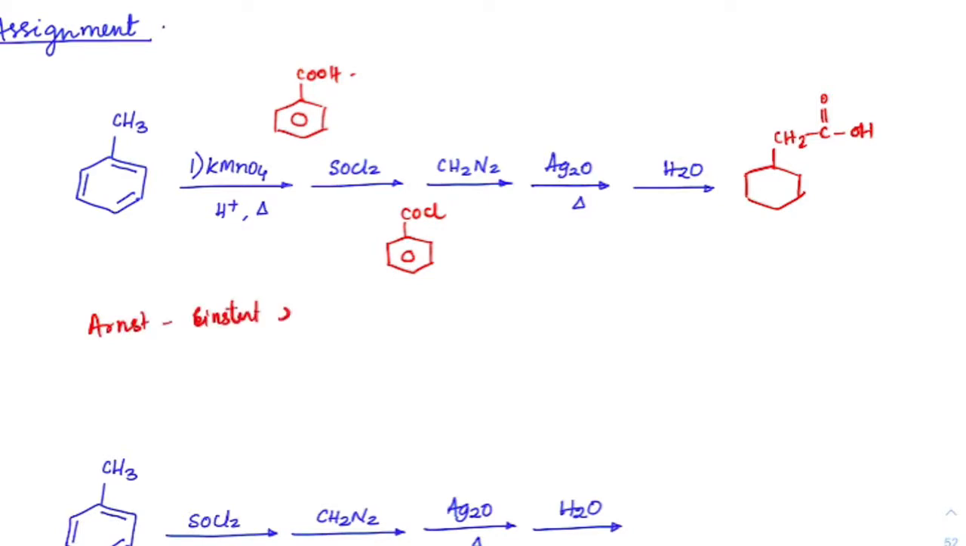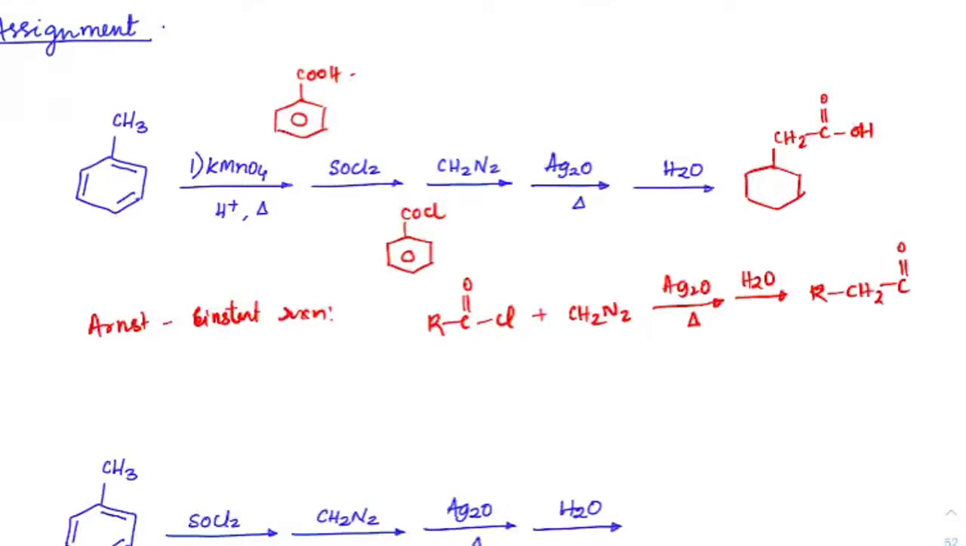Arndt-Eistert reaction, where we take an acid chloride, react that with diazomethane in the presence of Ag2O and heat, and then hydrolyze to get RCH2 C double bond O OH. Alright, the mechanism is not in the syllabus. Even if you do not know the mechanism, it's absolutely okay. Just remember the reaction. Okay.